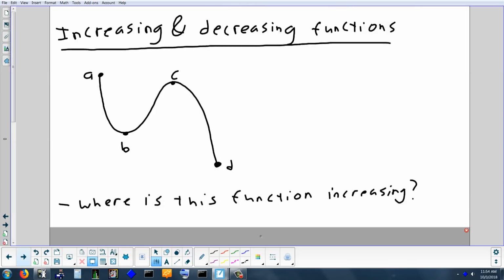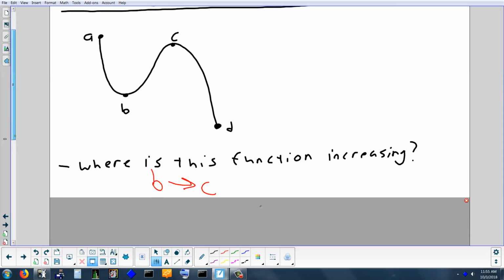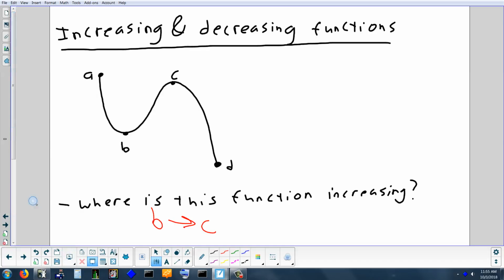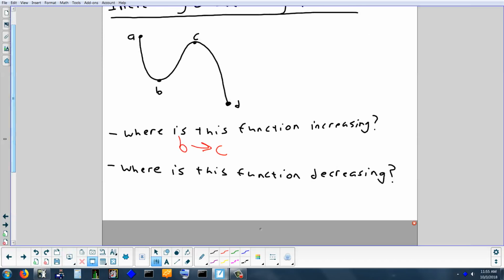Alright, so this is pretty straightforward, but just make sure people know what I mean by increasing and decreasing. If you look at that graph, where is the function increasing? From what letter to what letter? Yeah? B to C. From B to C. So the function is increasing. Where is it decreasing? Yeah. A to B and C to D. A to B and C to D.